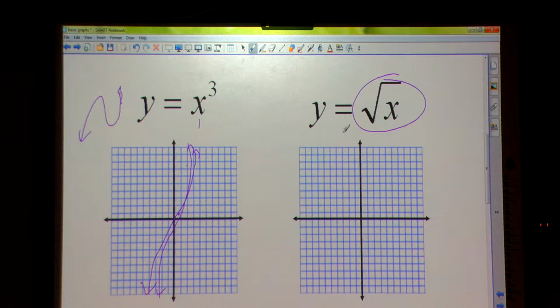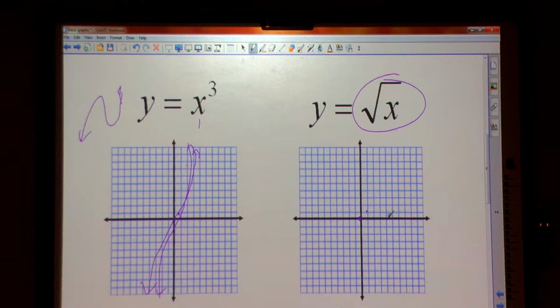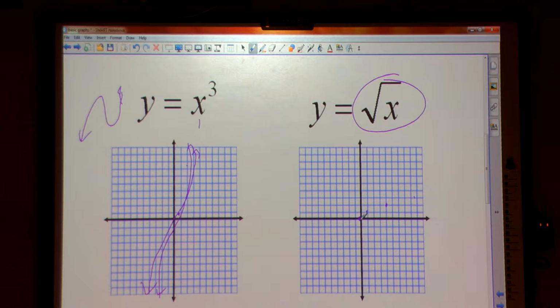Square root of x. This is a hill. This is one you may not really know. Square root of x is really a hill. So think about it. If I plot points, 0, I'm going to get 0. 1, I'm going to get 1. Don't pick 2 because you don't know the square root of 2 off the top of your head probably. 4, I'm going to get 2. 9, I'm going to get 3. So it actually just looks like a slow growing hill.